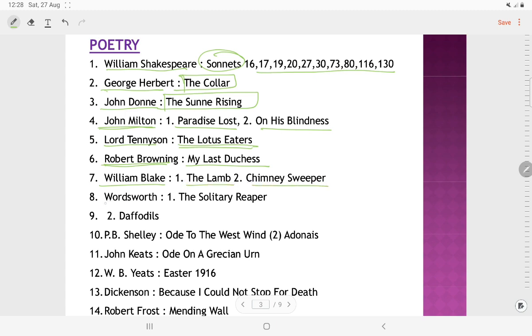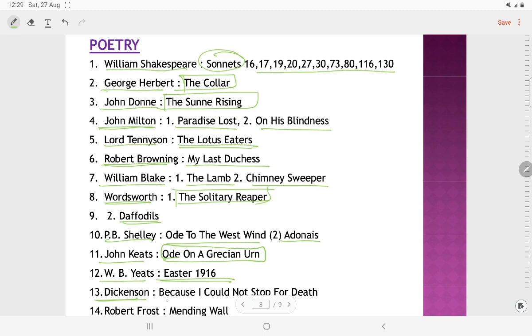And the father of nature poetry, Wordsworth, his famous poem The Solitary Reaper will be discussed in later sections of the videos. And another poem is Daffodils. And another romantic poet, P.B. Shelley, his Ode to the West Wind and Adonais. John Keats' Ode on a Grecian Urn is a masterpiece of John Keats. And the modern Irish poet W.B. Yeats, his Easter 1916 poem also will be discussed.